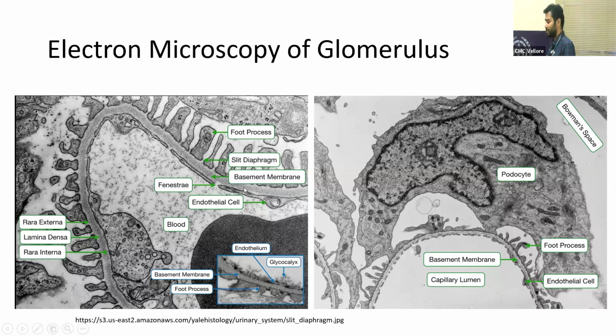In electron microscopy, it is actually divided into 3 parts. Here you can see the inner thicker part is called the lamina densa, the electron dense part. The part towards the endothelial cell is called the lamina rara interna. The outer part towards the podocyte is called the lamina rara externa. Then the outer part is the foot processes. Here you can see a single podocyte, how it extends its foot processes like this.